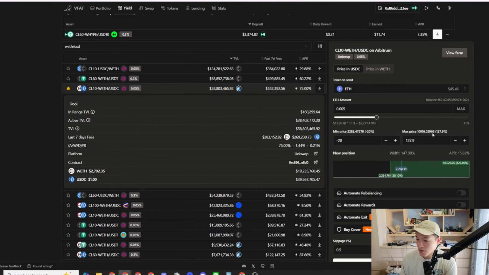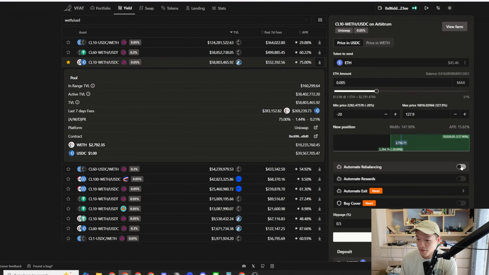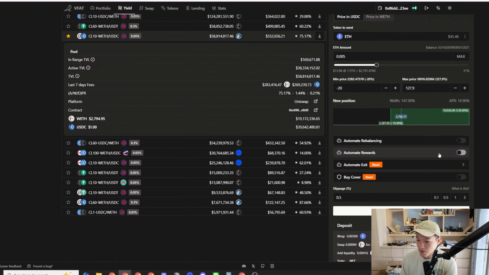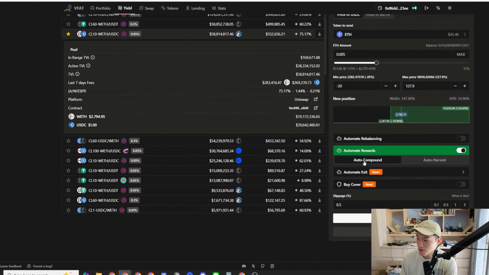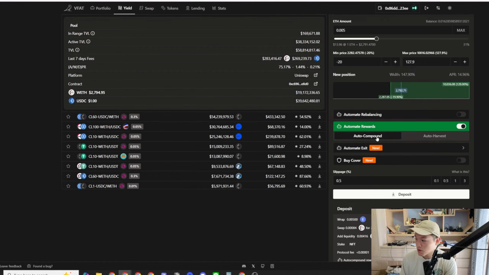So if you guys are starting out, I would encourage a wider range strategy. Take off this automated rebalancing. You don't need it. If anything, you could use this automated reward, which is much better, and you could choose to auto compound the fees. So auto compounding, what it does is it harvests your fees and then makes any swaps necessary to basically keep growing your capital inside the pool, right?